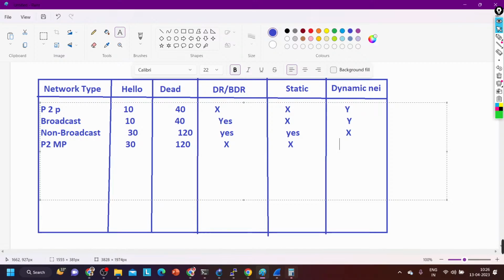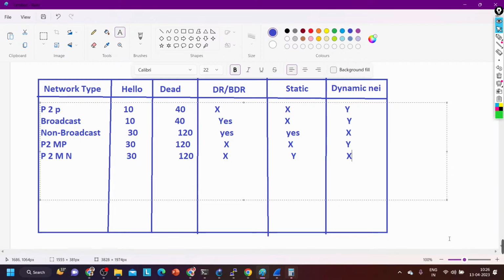Dynamic neighborship, yes, possible. Last one is point to multi-point non-broadcast. Okay. Hello interval again 30 seconds. Hold interval 120 seconds. DR BDR not possible. Static neighborship yes. And dynamic neighborship not possible.